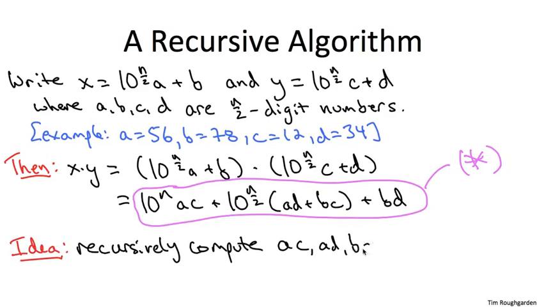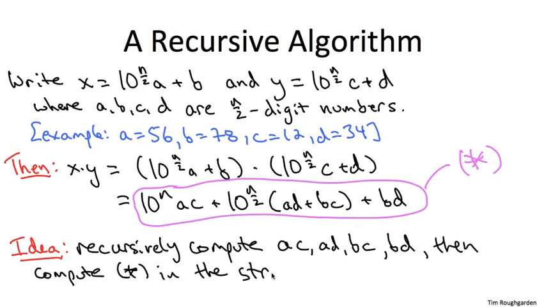And then once our 4 recursive calls come back to us with the answer, we can formulate the rest of expression star in the obvious way. We just pad a times c with n zeros at the end. We add up ad and bc using the grade school algorithm and pad the result with n over 2 zeros. And then we just sum up these 3 terms, again using the grade school addition algorithm.